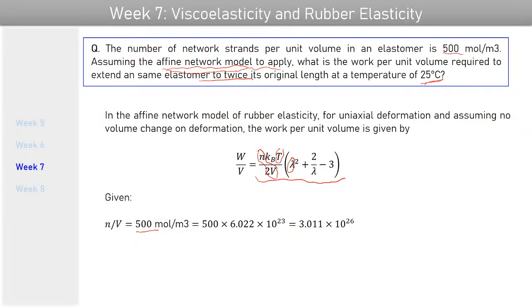So we will convert it to number of molecules per meter cube from moles. So 1 mole is 6.022 into 10 to the 23. So we multiply 500 by that, and this is the actual number of network strands per unit volume.